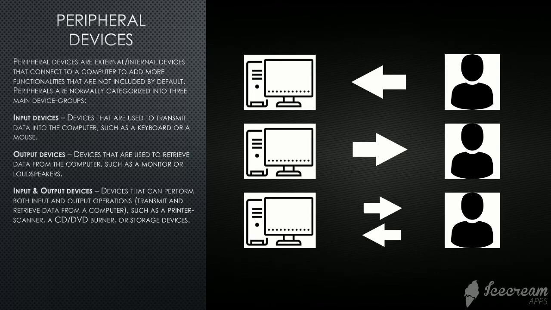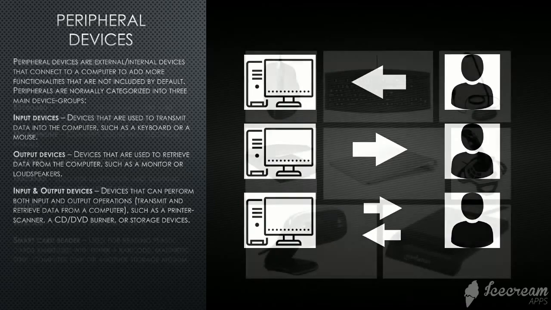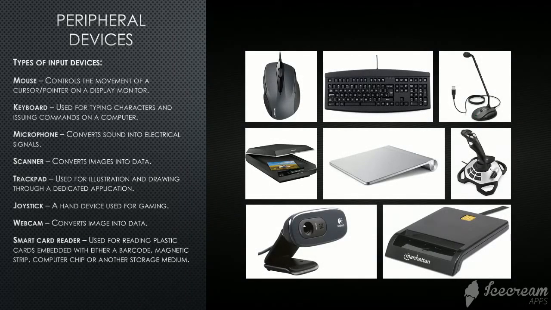These devices can perform both input and output operations, meaning they can transmit and receive data at the same time, such as printer scanners, CD-DVD burners, or storage devices. Now that the difference between input and output devices is clear, let's start reviewing the most common input devices.